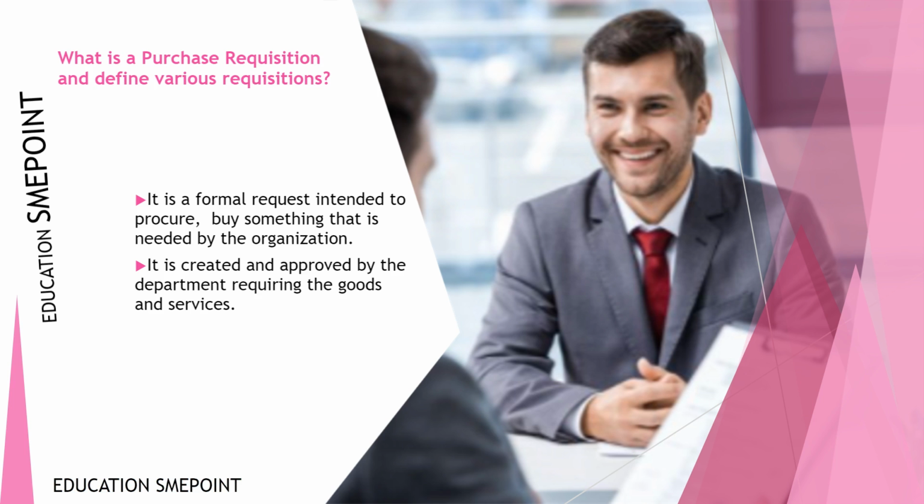What is a purchase requisition, and define various requisitions? It is a formal request intended to procure or buy something that is needed by the organization. It is created and approved by the department requiring the goods and services. A purchase requisition typically contains the description and quantity of the goods or services to be purchased, a required delivery date, account number, and the amount of money that the purchasing department is authorized to spend for the goods or services. Often, the names of suggested supply sources are also included.